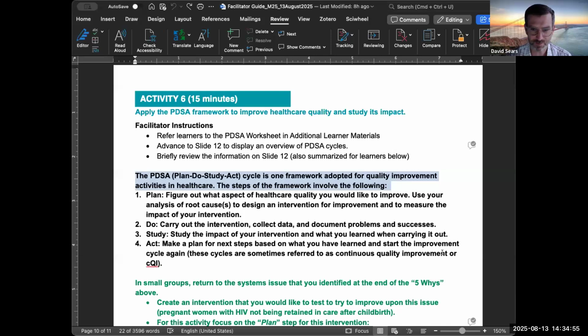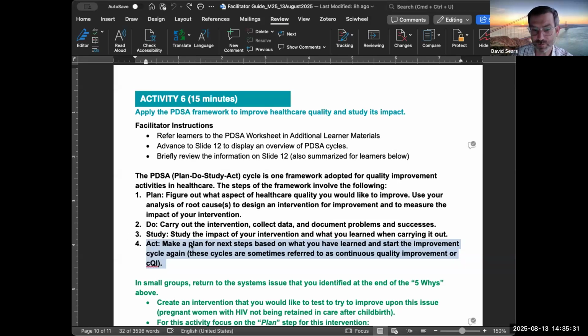The idea is you plan something out, you figure out what you would like to improve, you use your root cause analysis, you design an intervention, you figure out how you're going to measure the impact of that intervention. So that's plan. You do, then you carry out the intervention, you collect data, you document problems and successes. Then you study it. So you study the impact of your intervention. That's why those quality metrics are really important, and what you learned when carrying it out. Then, based on that study, you act again and you continue these cycles. So now you make a plan for next steps based on what you've learned and start the improvement cycle again.